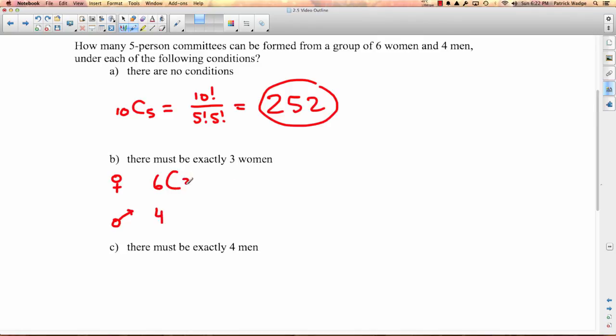So 6 choose 3. And we need a 5-person committee. So how many men do you need to choose to make a 5-person committee? You got 3 women, you need 2 men. There you go. When you get these answers, since this is an AND question, you want this many women and this many men, then you'll multiply them together. 6 choose 3 is equal to 20, and 4 choose 2 is equal to 6. And if you multiply those together, you get 120.